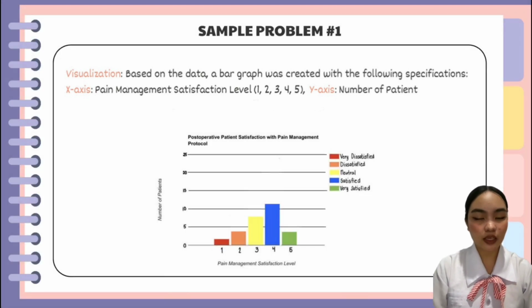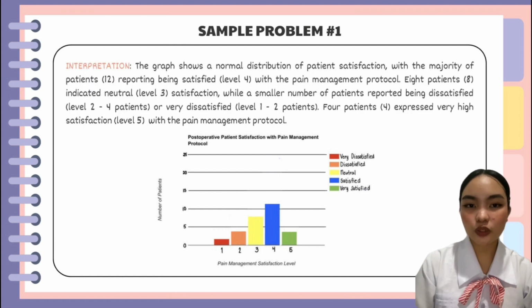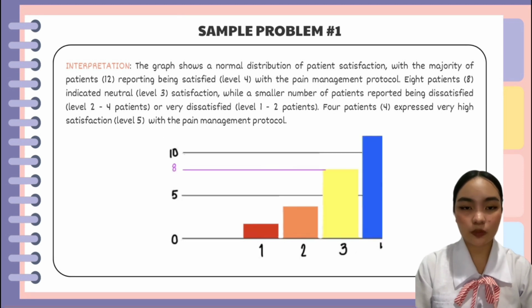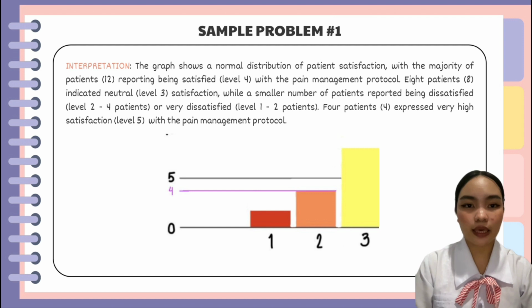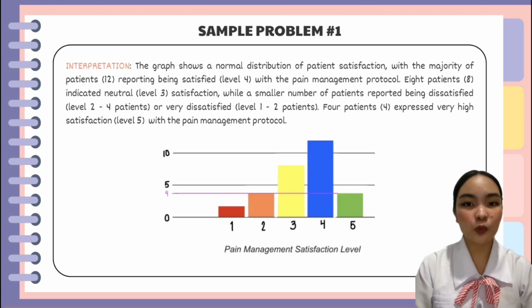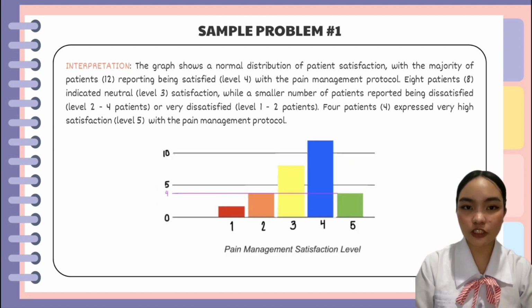The graph provides a visual snapshot of how patients rated their satisfaction. The majority, 12 patients, reported satisfaction at level 4. 8 patients indicated neutral satisfaction at level 3. Moving down the scale, 4 patients reported dissatisfaction at level 2 and 2 patients at level 1. On the positive end, 4 patients expressed very high satisfaction at level 5.